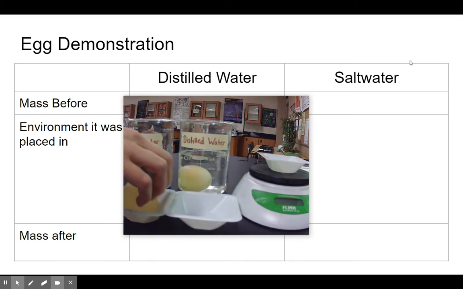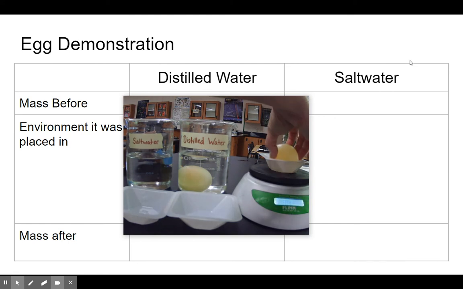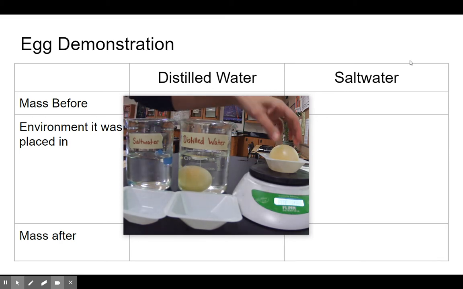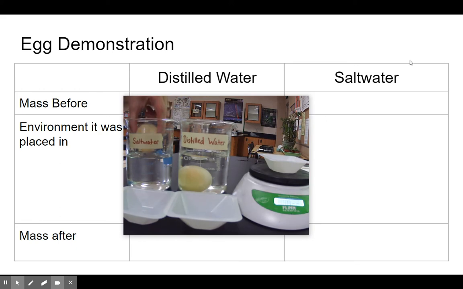Our second egg, we'll take the mass of this one as well. A little bit bigger egg here. The saltwater one has a starting mass of 85.0 grams. So we'll take that one and set that in the salt water. You can already notice a little difference. You might notice that the one in salt water is floating. That really has nothing to do with passive transport. That just has to do with the density of the salt water itself, but it's kind of cool and interesting.